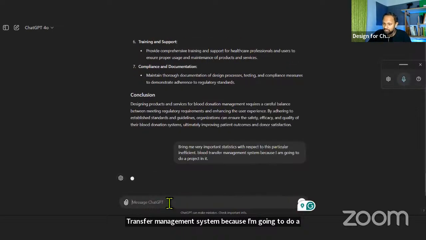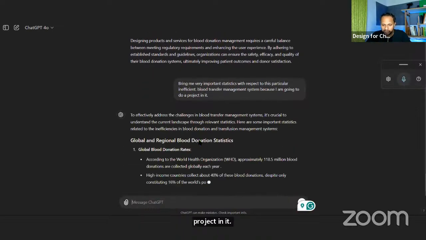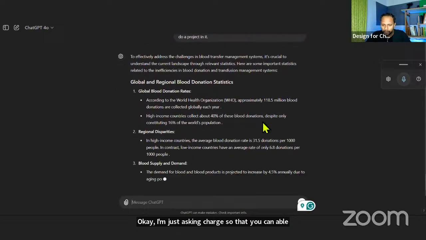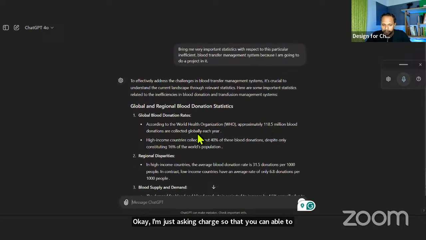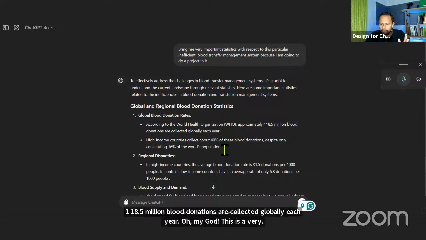Okay, I'm just asking ChatGPT so that it can provide a statistic. See, according to WHO, approximately 118.5 million blood donations are collected globally each year. Oh my God, this is a very huge impact.